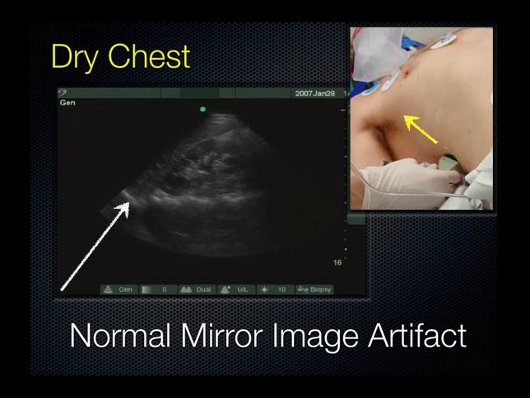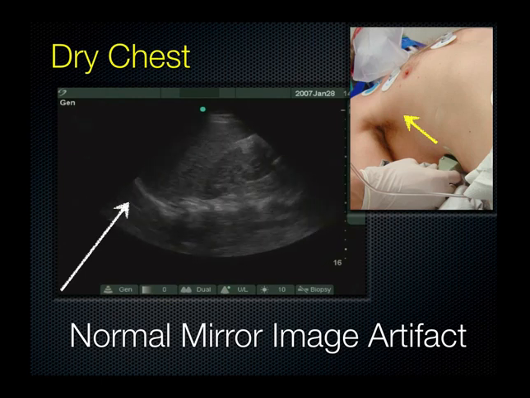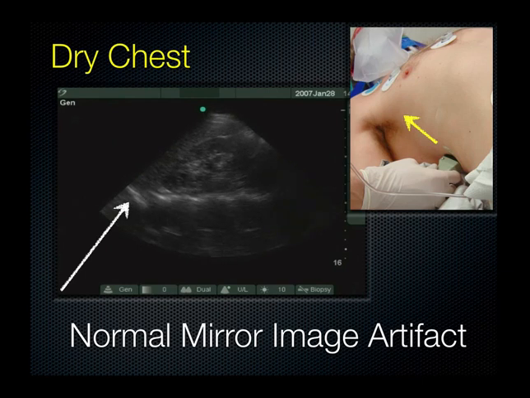You'll also notice that you can't see the shadows of the vertebral bodies above the diaphragm, and this is because ultrasound waves are being scattered by the air.